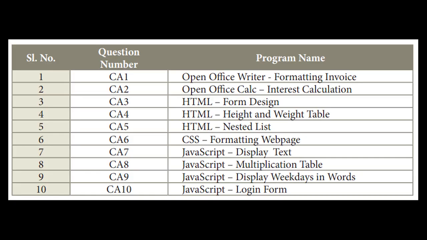But I'll give you the introduction. What topics will be covered in this practical program? The first one is OpenOffice Writer. Here we have studied, right? The second program will be of OpenOffice Calc, and 3, 4, 5 will be HTML programs. The sixth one is CSS, Cascading Style Sheet program, and 7, 8, 9, 10 will be JavaScript programs. So here you have seen the syllabus.